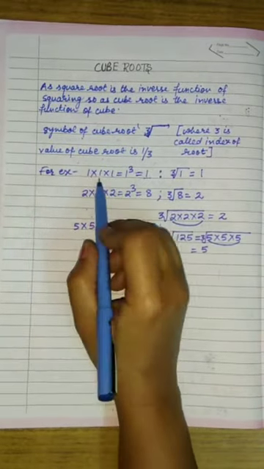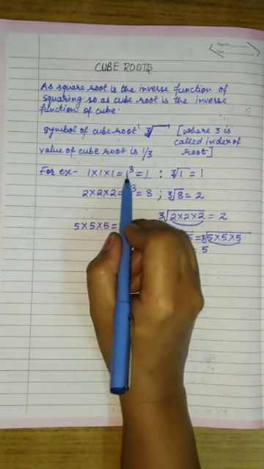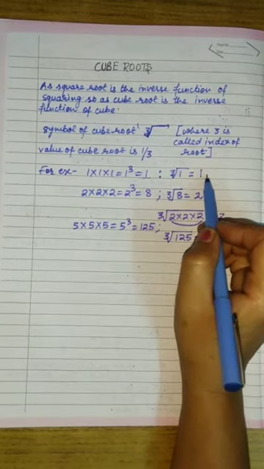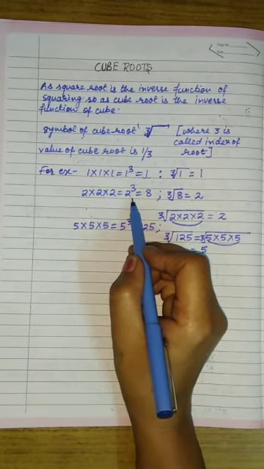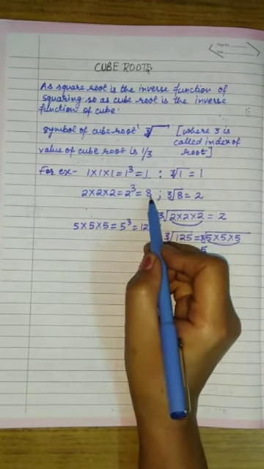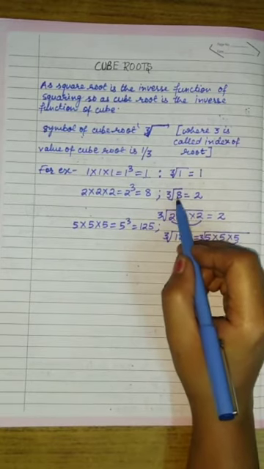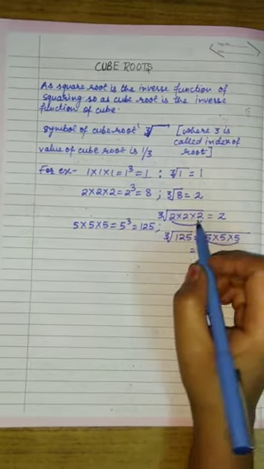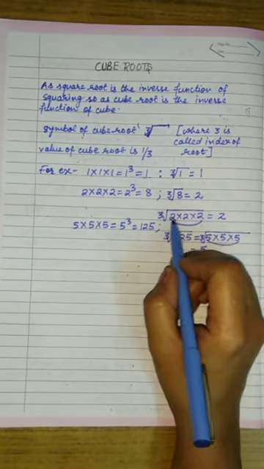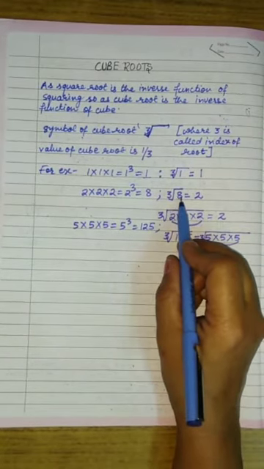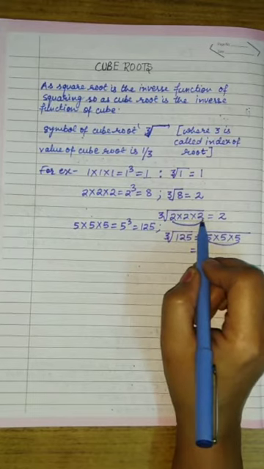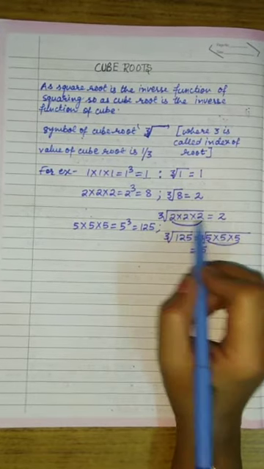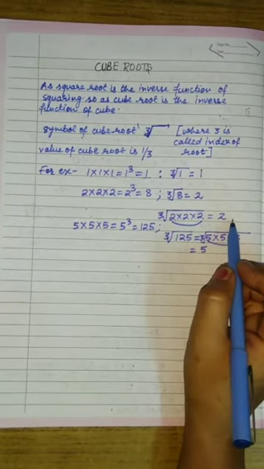For example, we know 1 into 1 into 1 is 1 cube is equal to 1. So cube root of 1 is 1. 2 into 2 into 2 is 2 cube is equal to 8. So cube root of 8 is equal to 2. And you can solve it by prime factorization method also. We will make prime factors of 8, which is 2 into 2 into 2. Taking 1 from this triplet, I got the cube root of 8 is equal to 2.